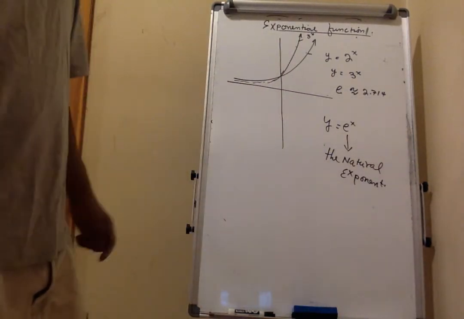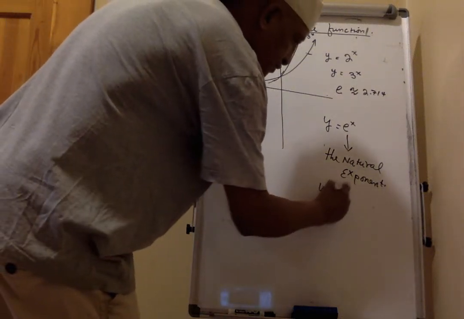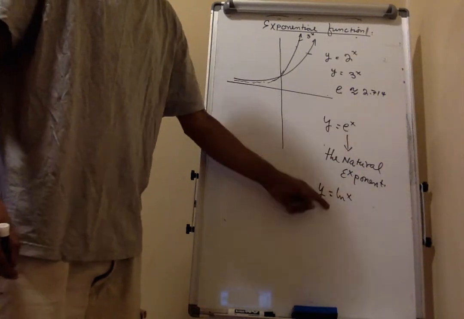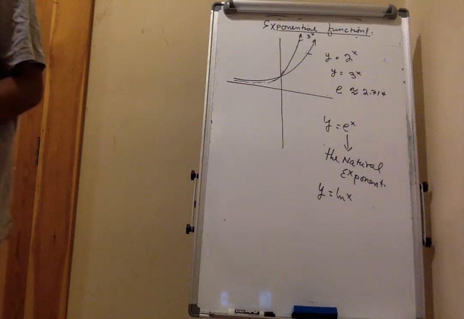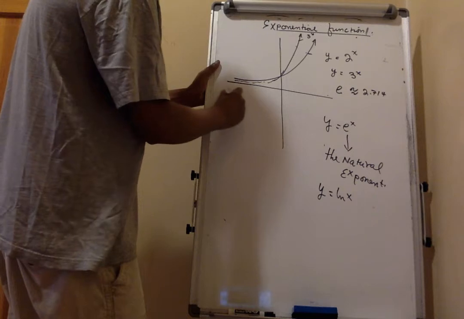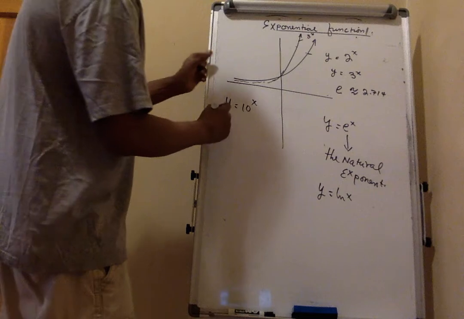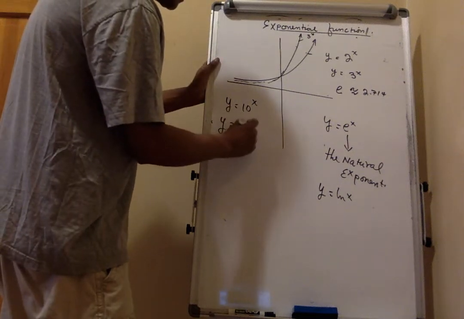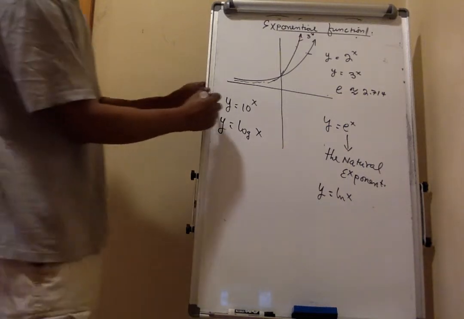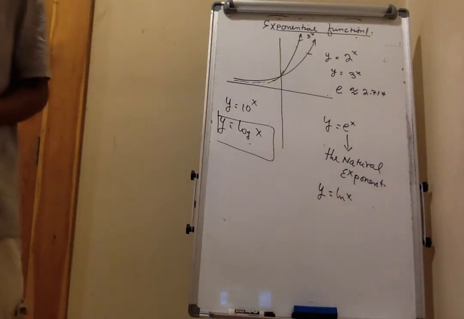The inverse of this function, the natural exponent function, is y is equal to ln x. If you see ln, it refers to the inverse of e to the x. In the same way, probably you have seen it in high school, y is equal to 10 to the x if the base is 10. So the inverse function would be log x. Without even putting 10, if we just write it this way, you know the base is 10. So here, ln, the base is e.